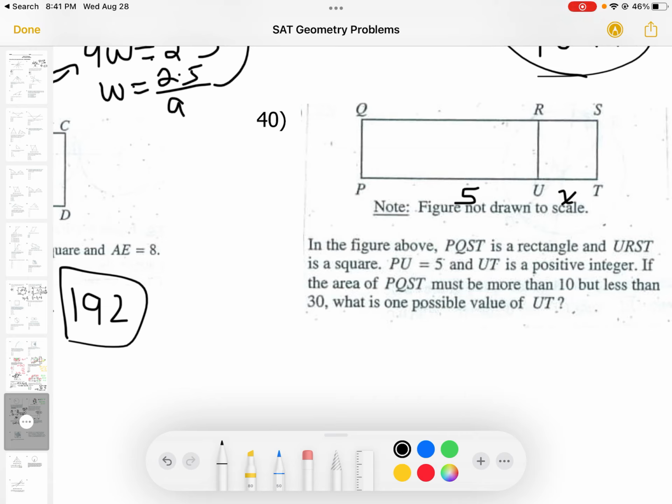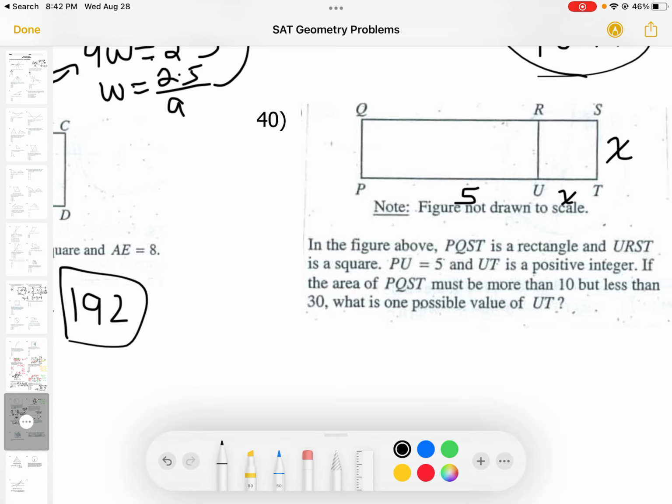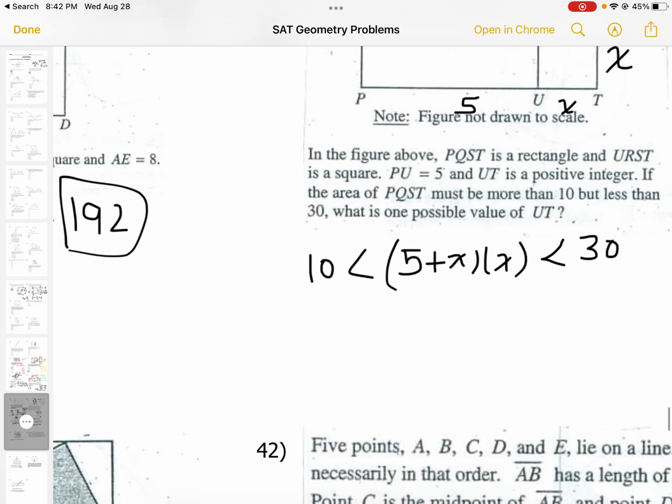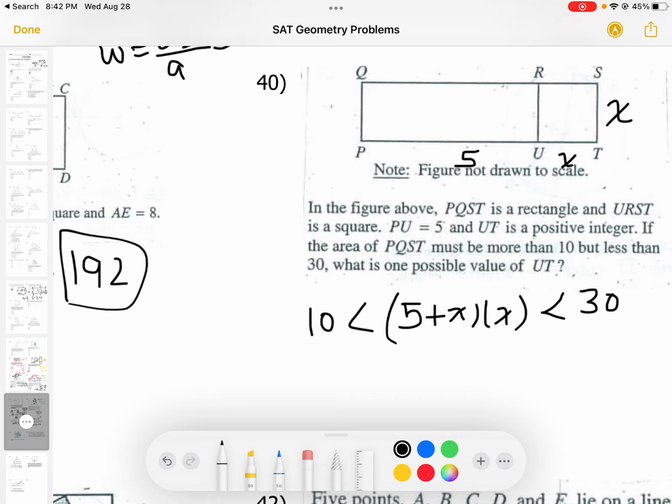Since we're trying to find the possible values of UT, I'm going to give it a variable. All right, so if UT is X, ST is also X. And we know that the area of the rectangle, which is 5 plus X times X, has to be between 10 and 30. And we know UT is a positive integer. So let's see what values work.